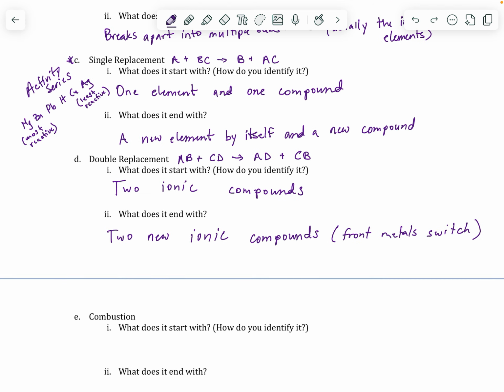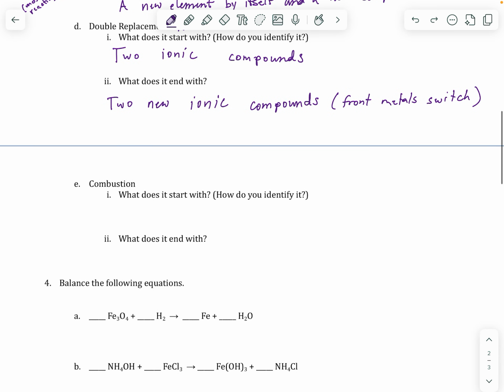All right. And last but not least, the fun ones. The combustion. Again, the skeleton is just any hydrocarbon or any other fuel source. Sometimes it could have O in it. Sometimes you could even have N in it, but we don't really get into combustions with nitrogen. But more often than not, it'll be some combination of C and H plus O2 will always provide us with carbon dioxide and water.